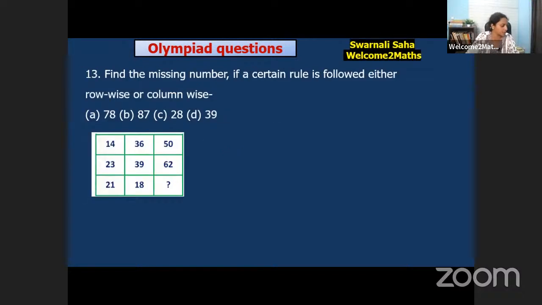Now question number 13. Find the missing number. This type of question also always comes in the Olympiad exam. So try to solve this question. Okay. Row wise or column wise?